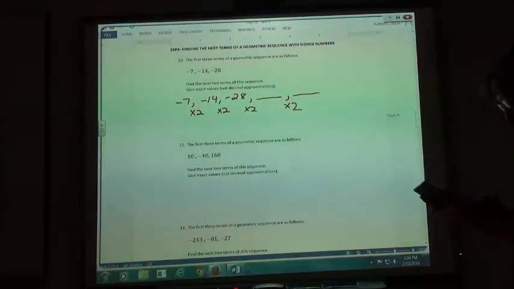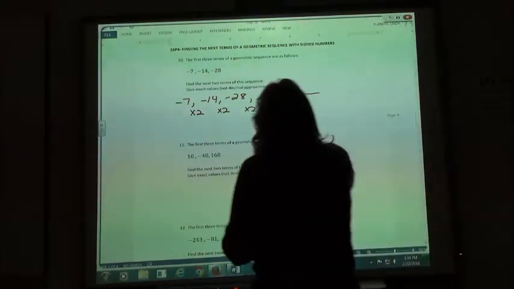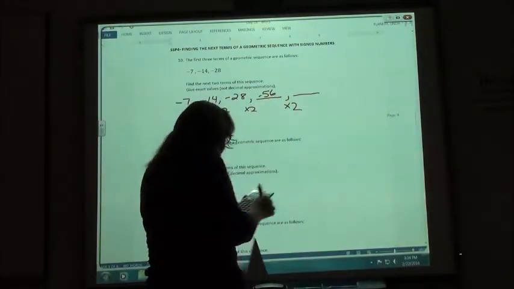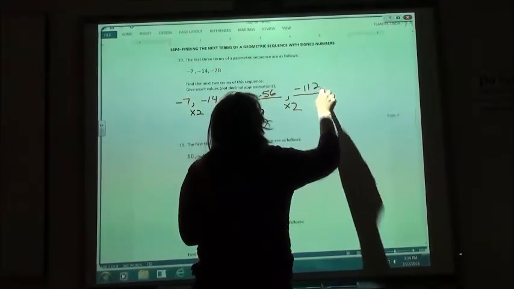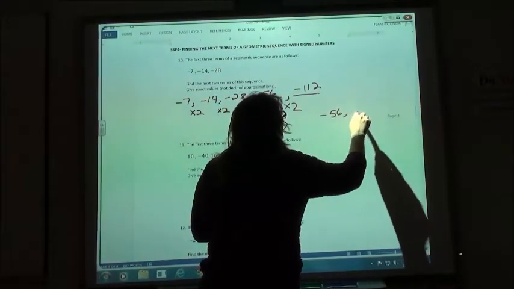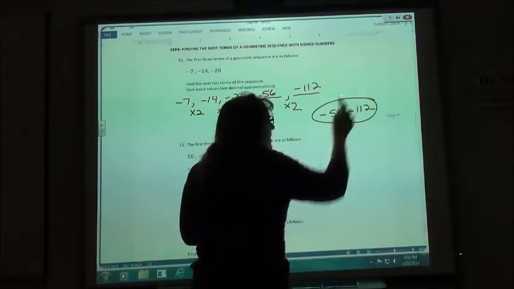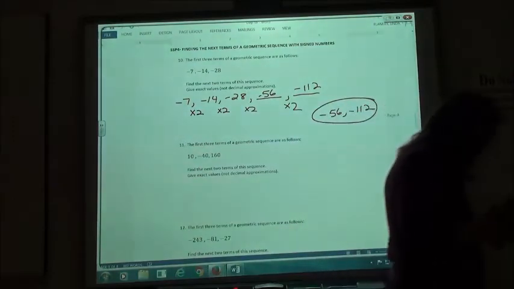-28 times 2 would give me -56. And if I times that by 2, I get -112. So -56 and -112, the next two terms in that geometric sequence.